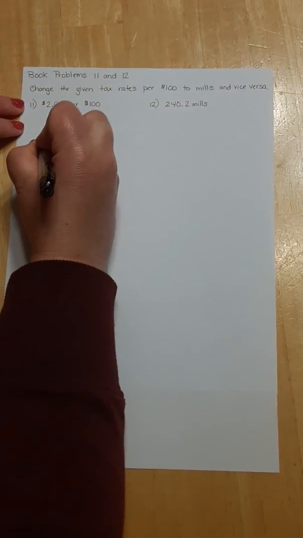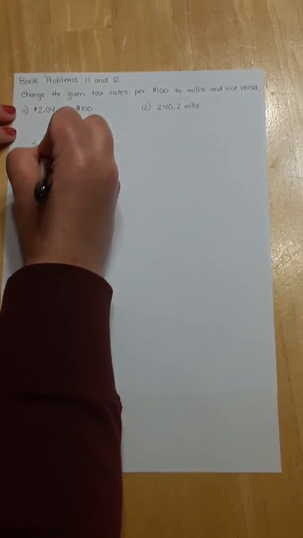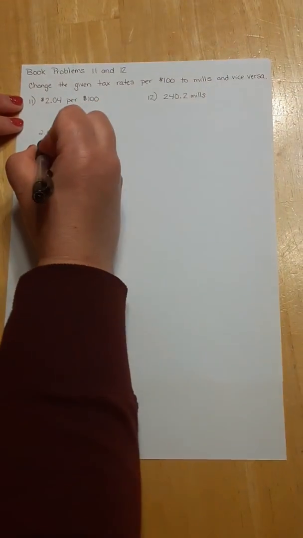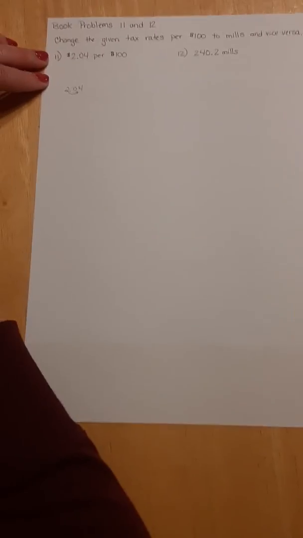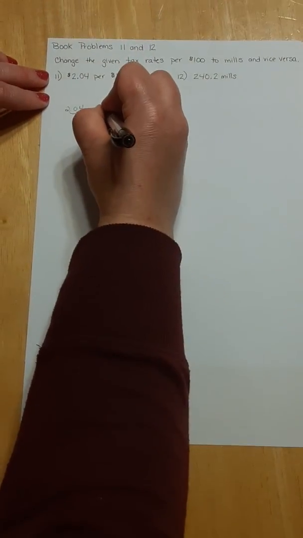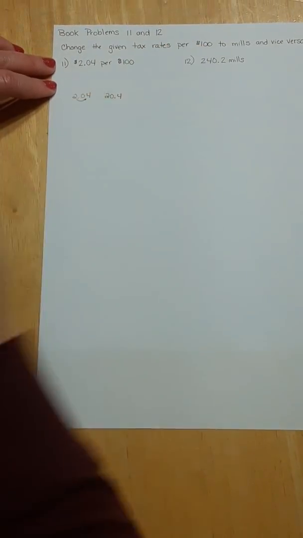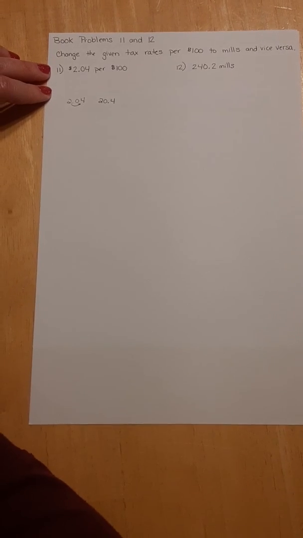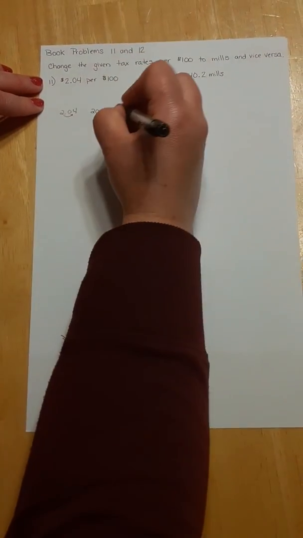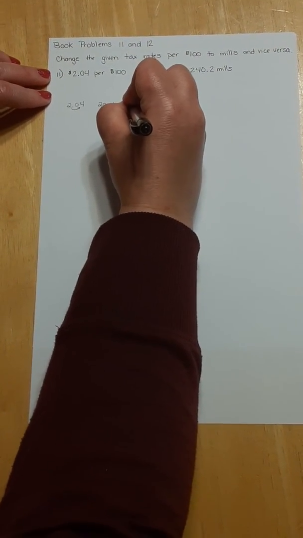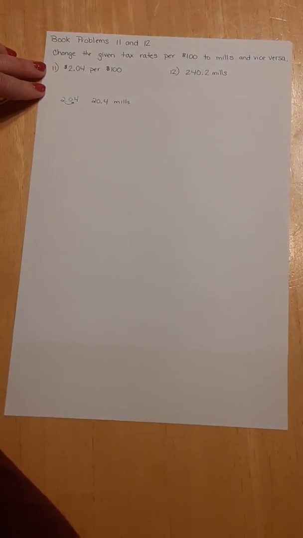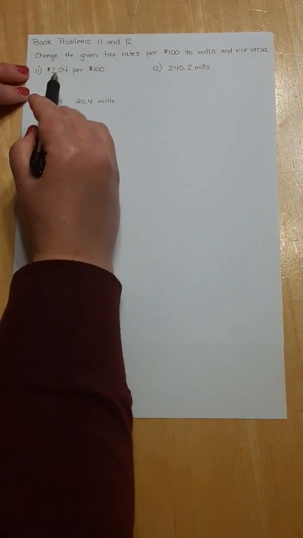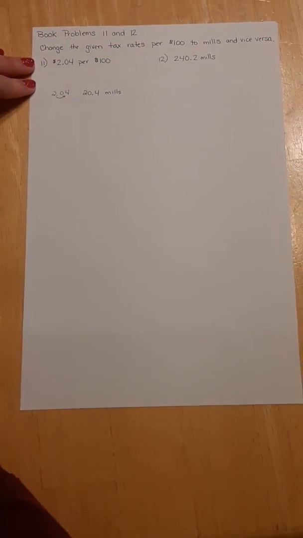So I need to go ahead and take that 2.04 and move my decimal spot one more spot to make it 1,000ths. Okay, so I end up with 20.4. And I know for every thousandths that equals a mill. So my answer simply is 20.4 mills. That's my answer. I just simply have to move my decimal spot one spot to the right.